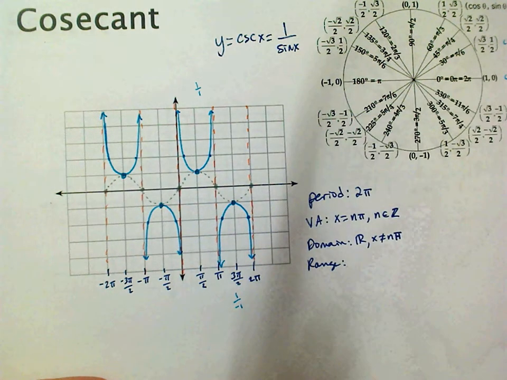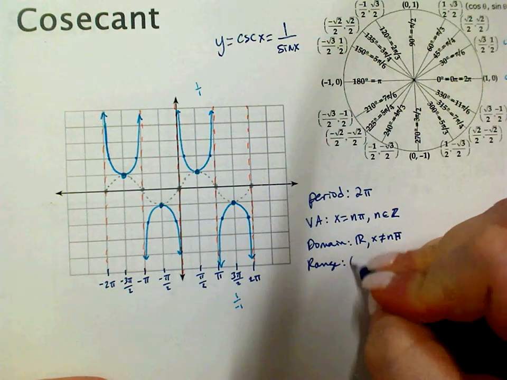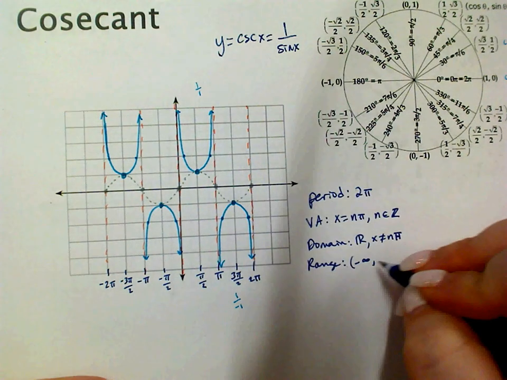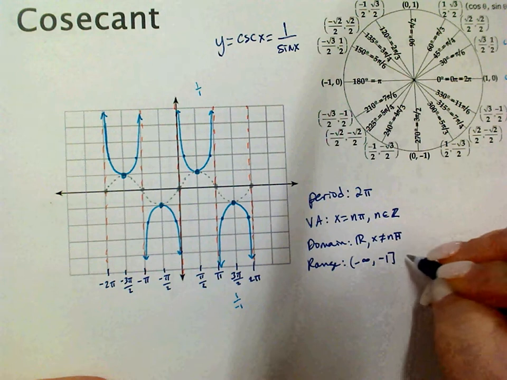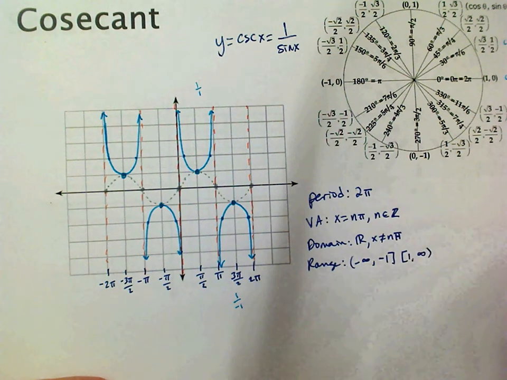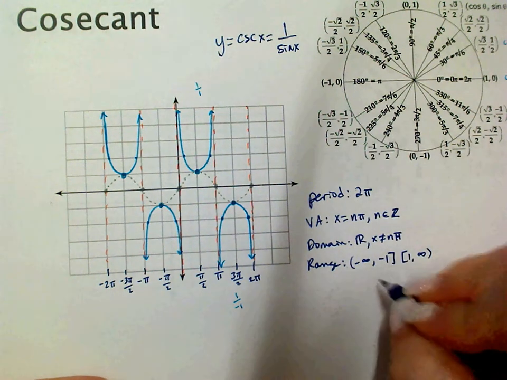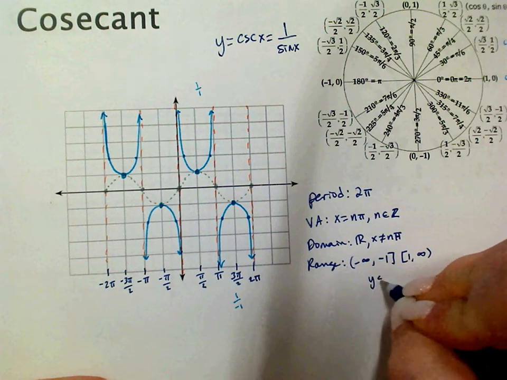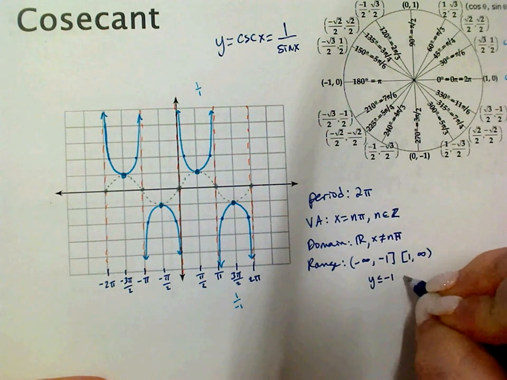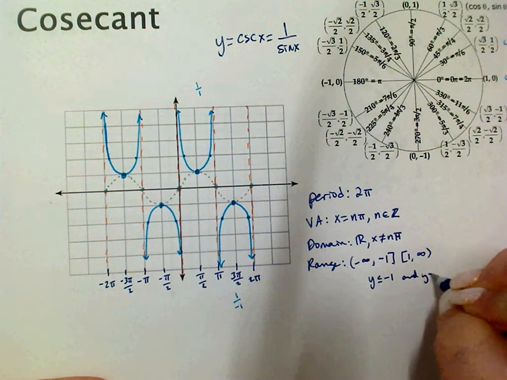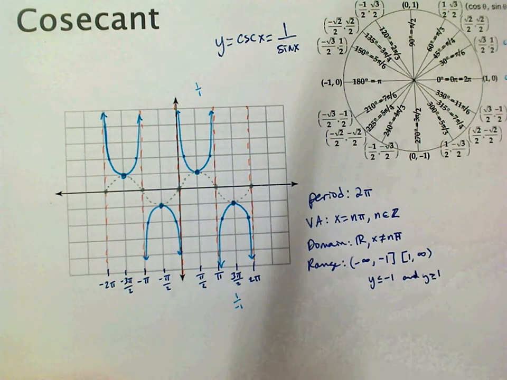So my range would be negative infinity up to -1, and then from 1 up to infinity. Or you could say y less than or equal to -1 and y greater than or equal to +1. Okay.